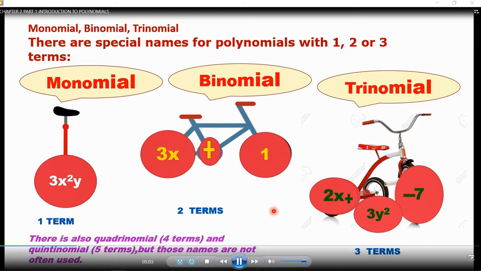Now, what about the polynomials which have more than three terms? There are certain names over here: quadrinomial for 4 terms, quintinomial for 5 terms. So these are often not used. We usually call all these by the name polynomials. It is easier to call them polynomials than to call them quadrinomial, quintinomial, all that. But definitely you can learn 3 names: monomials, binomials, and trinomials. So is the concept of terms clear to you? Okay, let's move to the next part.